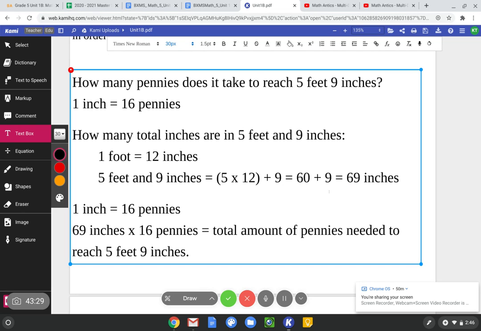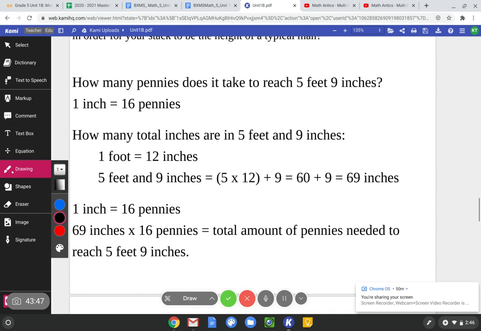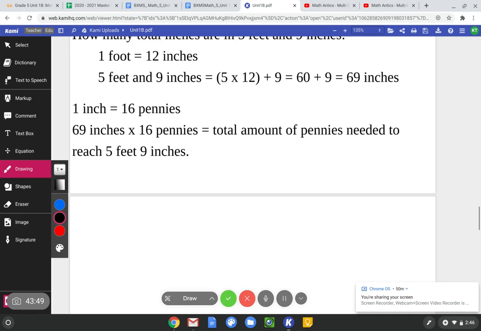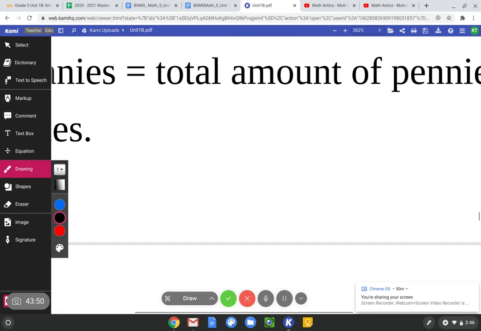All right. Now we're moving on to see how many pennies are in the total height. So 16 pennies are in 1 inch, and we have 69 inches. So we are going to multiply 69 times 16. Let's do that, and that's going to give us the total amount of pennies. So 69, 16.